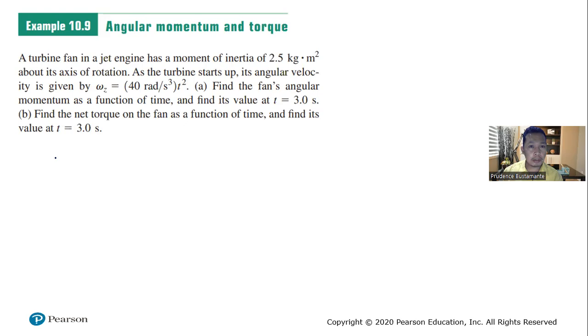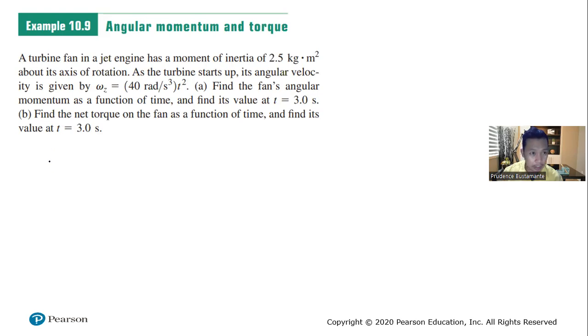A turbine engine has a moment of inertia. The turbine starts up, and its angular velocity is given by 2t. So let's start with letter A: find the fan's angular momentum as a function of time.